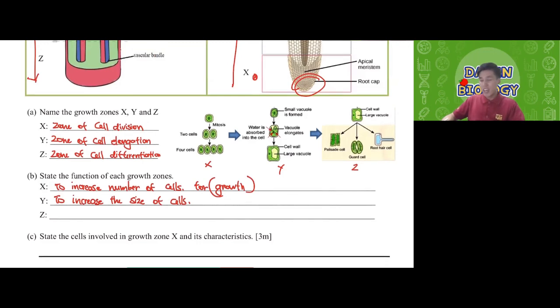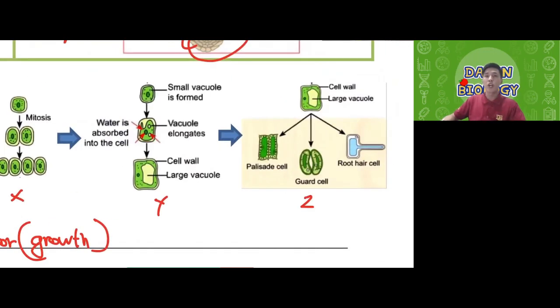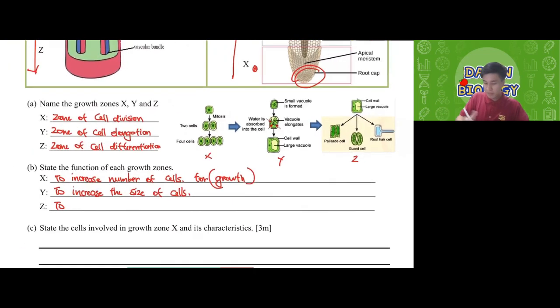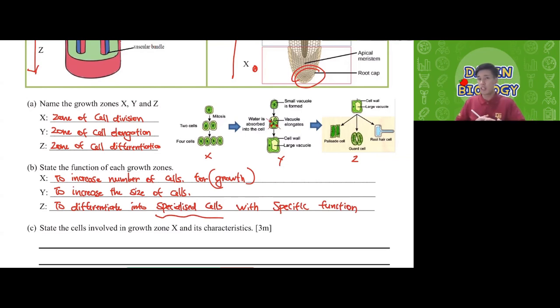Okay, Zach. As you look at the diagram, they start to differentiate. They start to become different cells with functions already. Okay, so we write like this. It's basically to differentiate into specialized cells with specific function. So every cell here is specialized. They have their own role. It's like a doctor gives people medicine and cures people's sickness. Very specific, very specialized function. So every occupation has specific roles. Think of the cells here. Every one is very specialized for its own specific function.